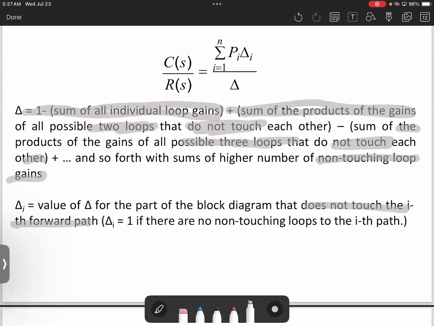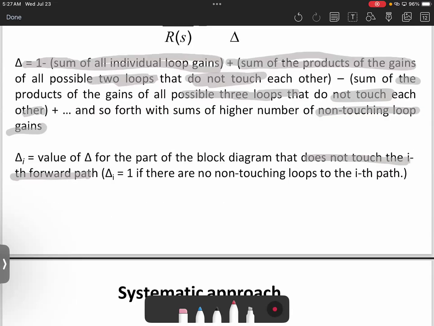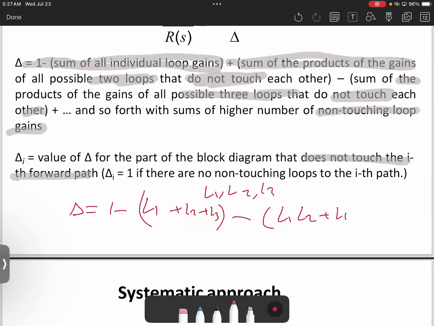Let's say we have 3 loops, L1, L2, L3. Delta is equal to 1 minus (L1 plus L2 plus L3), then minus, looking at the possibilities, L1L2 plus L1L3 plus L2L3, then plus L1L2L3. If we have 4 loops, we will continue. But the goal is clear.